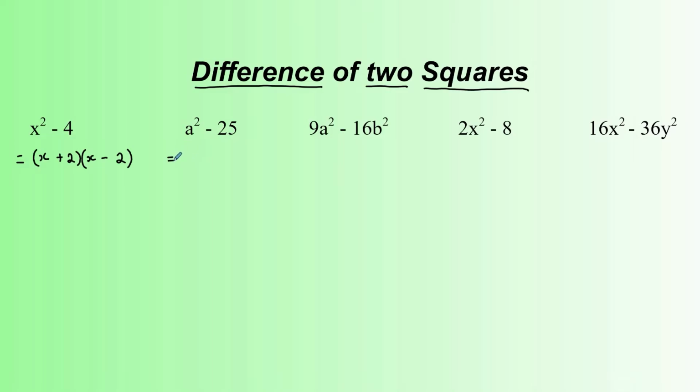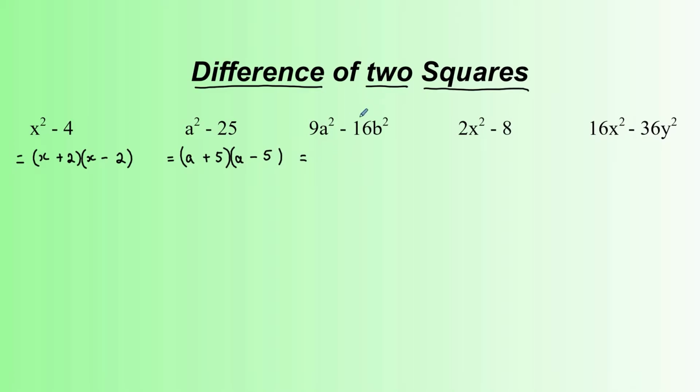For the second example, again, we're writing down our two empty brackets. It is a difference of two squares, so a and a at the beginning, 5 and 5 at the end, and a plus and a minus. Now as long as one of the brackets is plus and one is minus, that's fine. You could have minus in the first bracket and a plus in the second. You'll get the same answer.